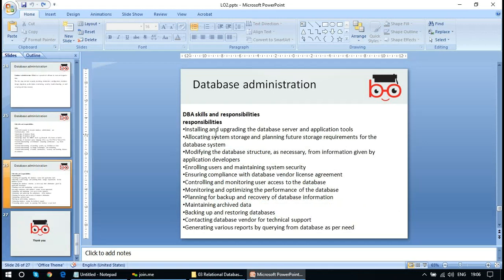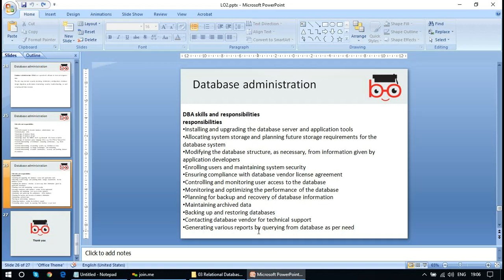Furthermore, the responsibilities: installing and upgrading the database server, allocating system storage, modifying the database structure, enrolling users, ensuring compliance with the database vendor license agreement, controlling and monitoring user access, monitoring and optimizing performance, planning for backup and recovery, maintaining archive data, backing up and restoring, contacting the database vendor, and generating various reports.